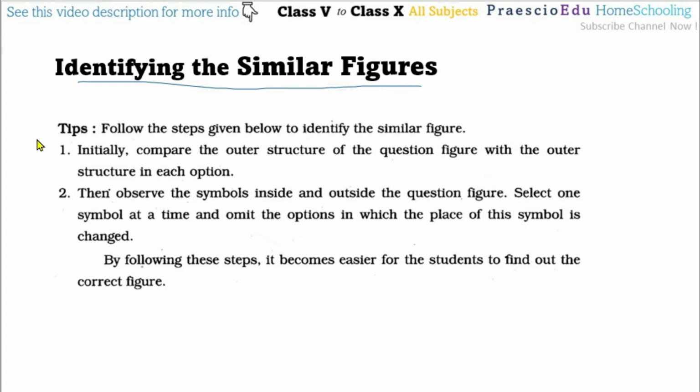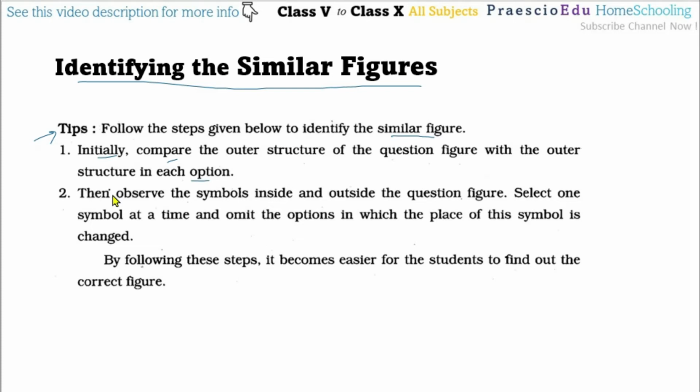Okay, for this some tips are given. Follow the steps given below to identify the similar figures. Initially compare the outer structure of the question figure with the outer structures of each option. So we can say each part and part we have to observe. Don't be in a hurry to make your answers. Sometimes there is a small line, or some small curve or something, there may be chances which makes the figure different from the question. But we have to choose the similar, same as it is. So that figure we have to choose. It's a very simple topic.